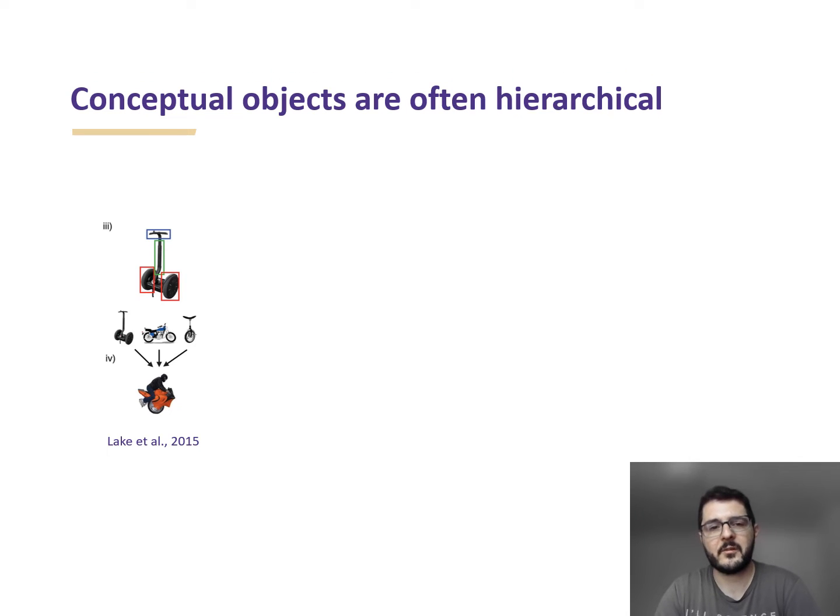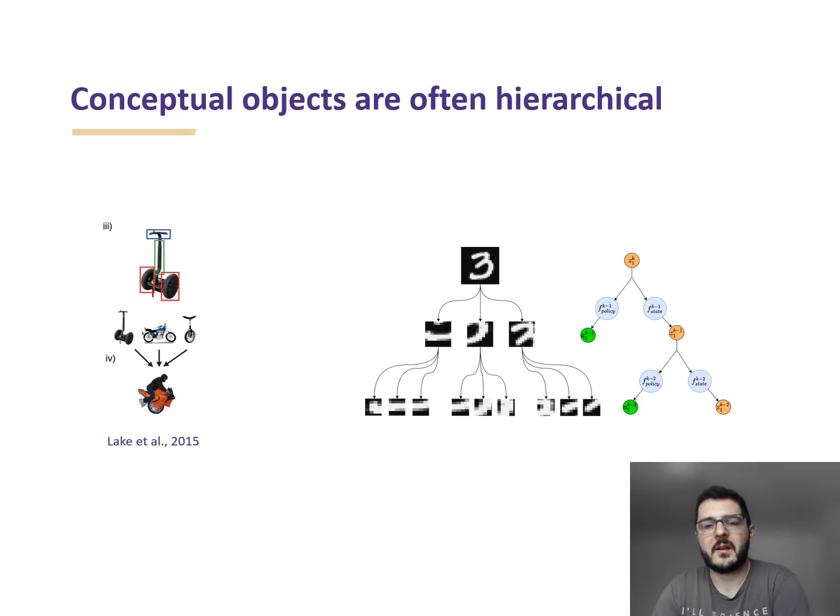A Segway, for example, can be understood as a synthesis of wheels and handles, but each one of these wheels and handles are the syntheses of other objects. We can express this as a tree of programs, each consisting of state and action transition functions.